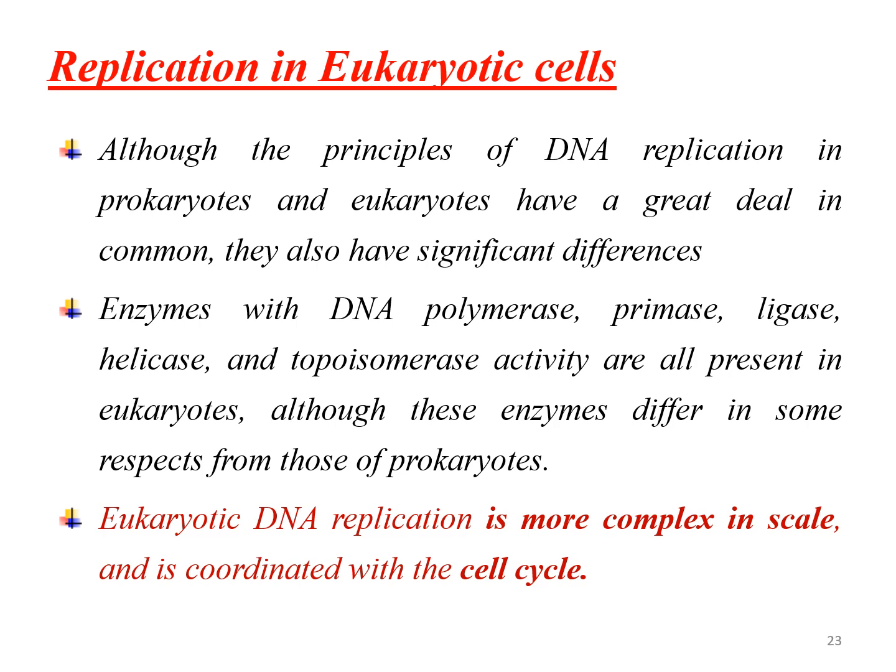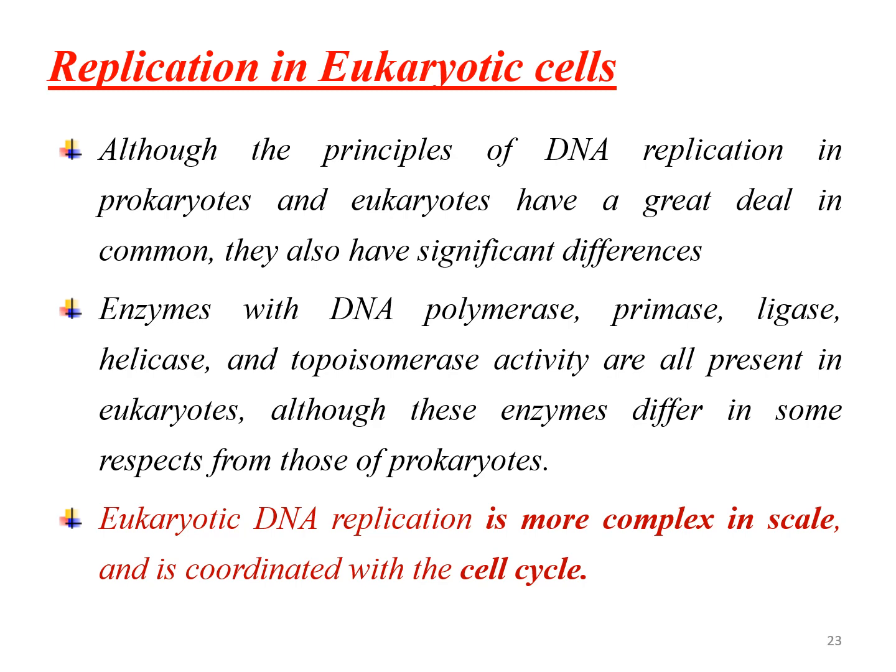Enzymes with DNA polymerase, primase, ligase, helicase, and topoisomerase activity are all present in eukaryotes. Also, these enzymes differ in some respects from those of the prokaryotes. So eukaryotic DNA replication is more complex in scale, and it is coordinated with the cell cycle.